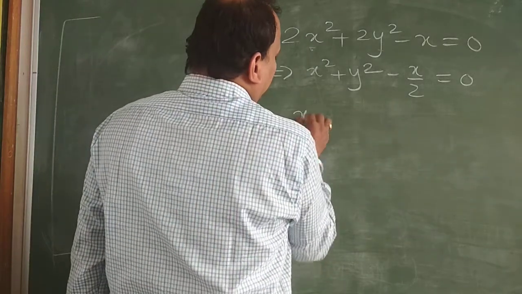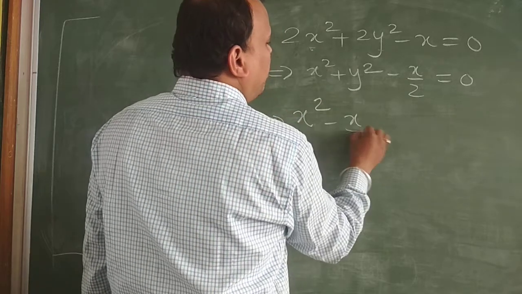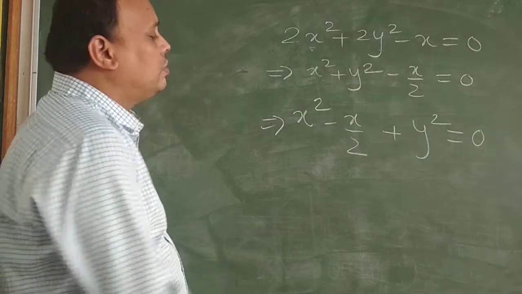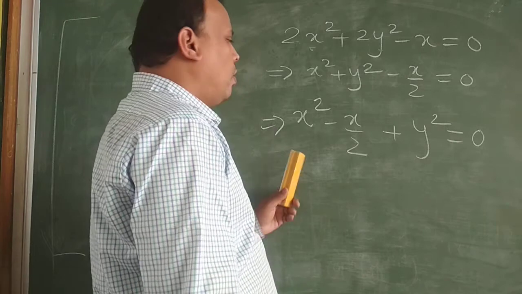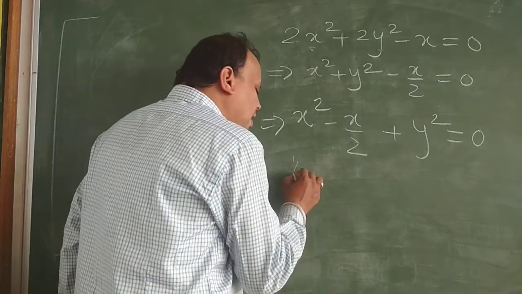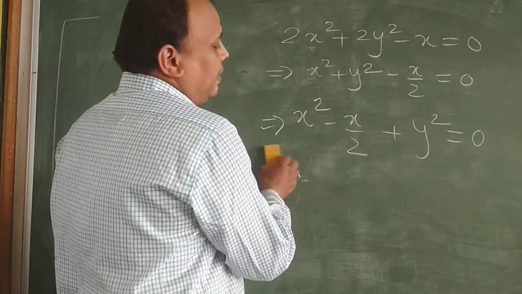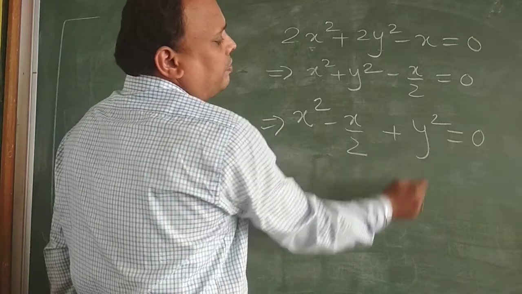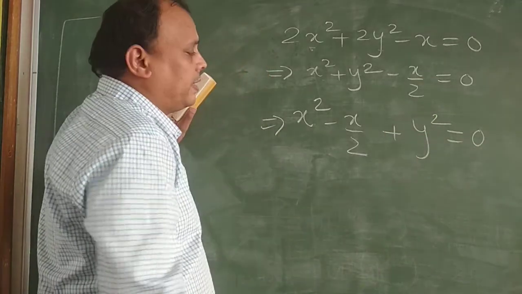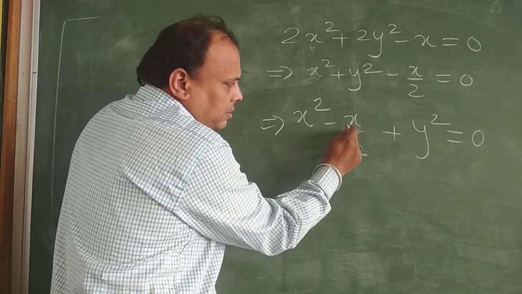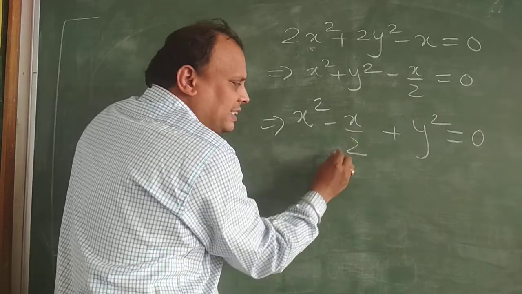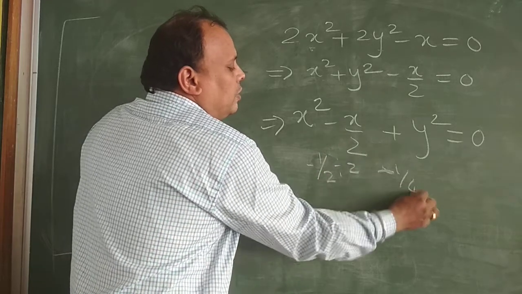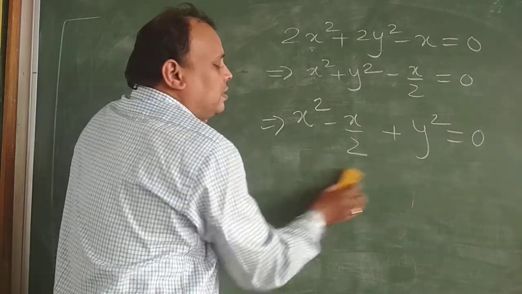Now x square minus x upon 2 plus y square equal to 0, as it was customary for us to put all x terms together. Now we apply half into the coefficient of x, the whole square, and add that quantity on both sides. Here there is no need of doing it for y, as y itself is in the form of a whole square. The coefficient of x is minus half. If you divide by 2, it will become what? Minus 1 upon 4. What is the square of 1 upon 4? It is 1 upon 16.